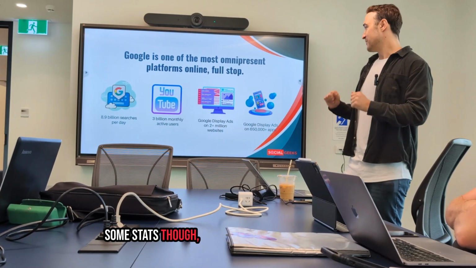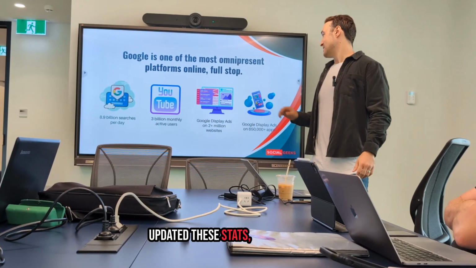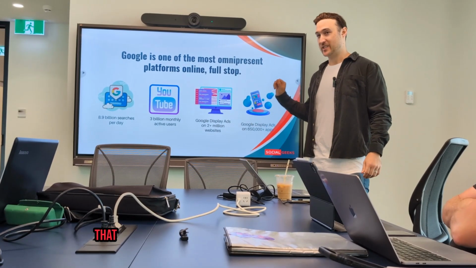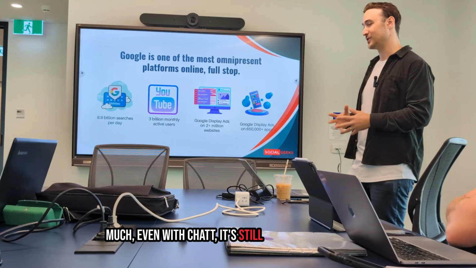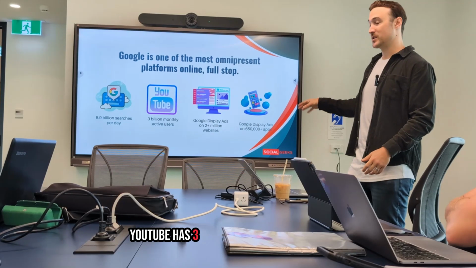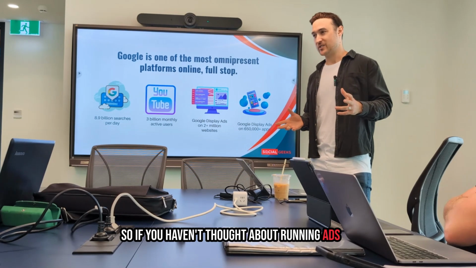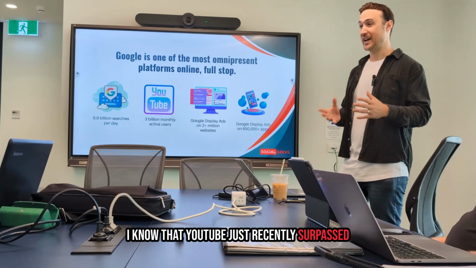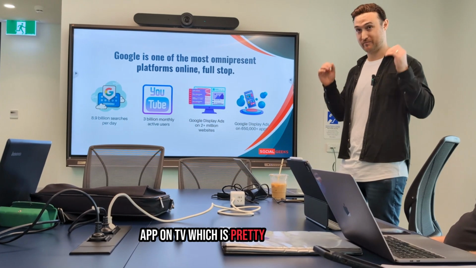First, some stats though. So these might even be out of date because I did this a year ago, updated these stats, but Google has about 9 billion searches per day. That shows you that it's still very popular and still very much, even with ChatGPT, it's still probably the number one place people go to get questions answered. YouTube has 3 billion monthly active users. So if you haven't thought about running ads on YouTube, it's a great way to get in front of people. I know that YouTube just recently surpassed Netflix for the most popular streaming app on TV, which is pretty mind-blowing.